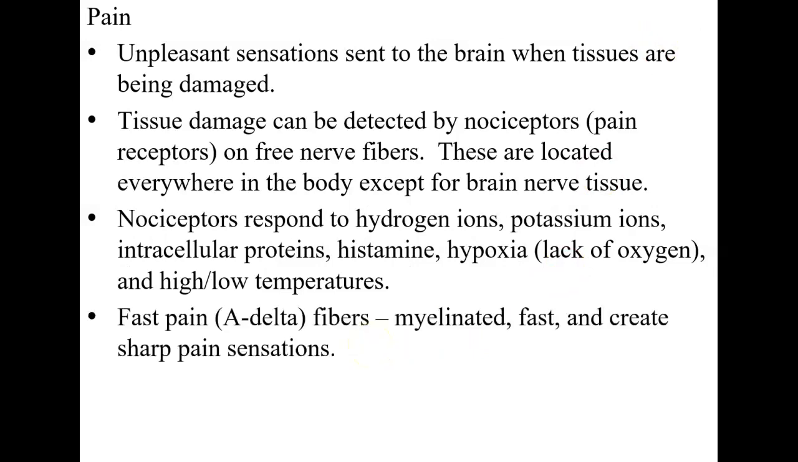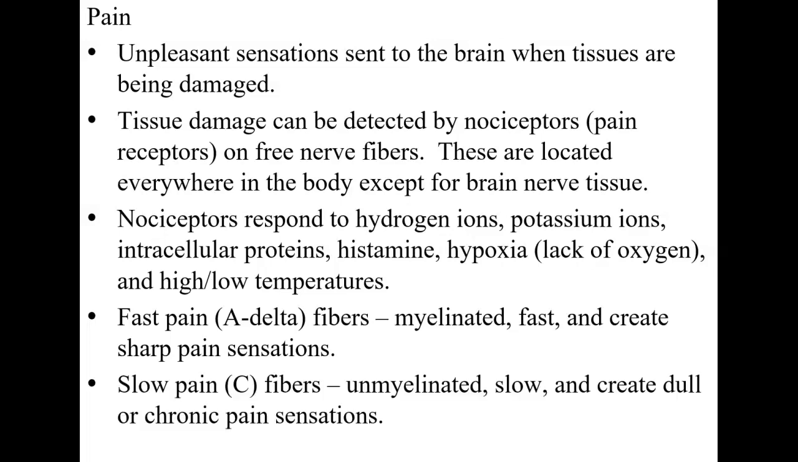We do have fast pain fibers. These are known as alpha fibers, and these are myelinated, and they are fast, and they create sharp pain sensations. So if you've ever stepped on a tack before or cut yourself, that sharp, really fast pain is carried by these fast fibers. We then have slow pain fibers, which are C fibers, and these are unmyelinated. They're slow, and they create dull or chronic pain sensations. So we do have a fast pain, and we do have a slow pain that occurs when we have pain.